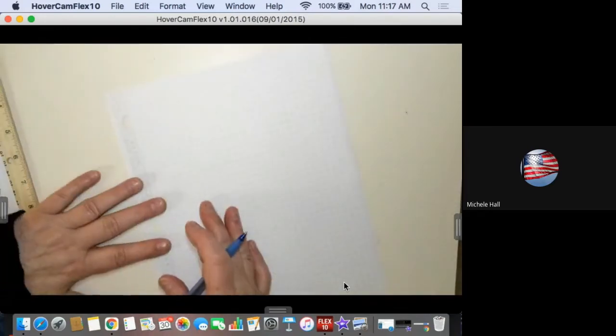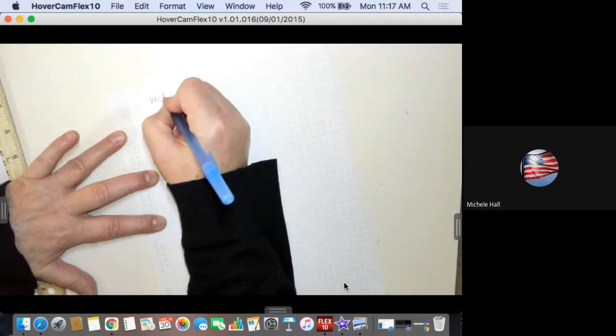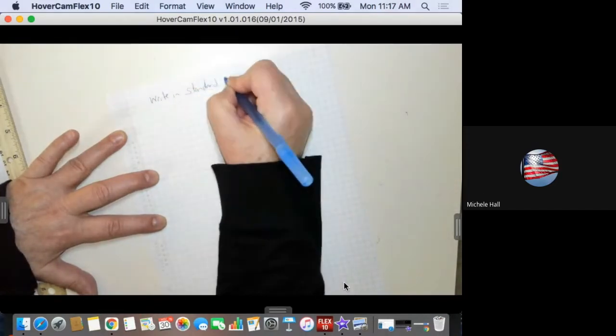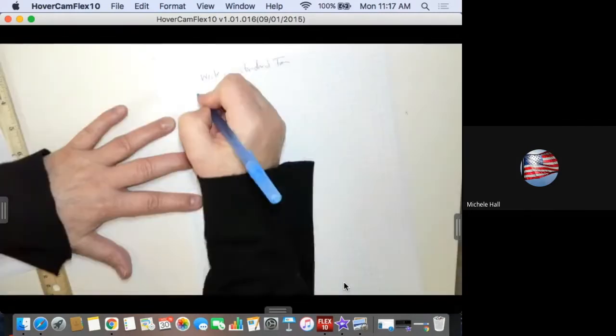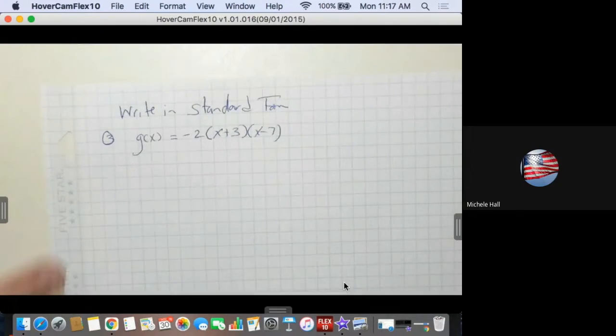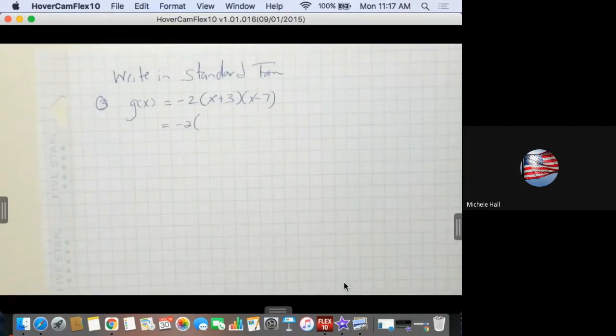is write quadratic function in standard form. So write in standard form. Problem 3. Negative 2 times x plus 3 times x minus 7. I'm going to start with the parentheses first.